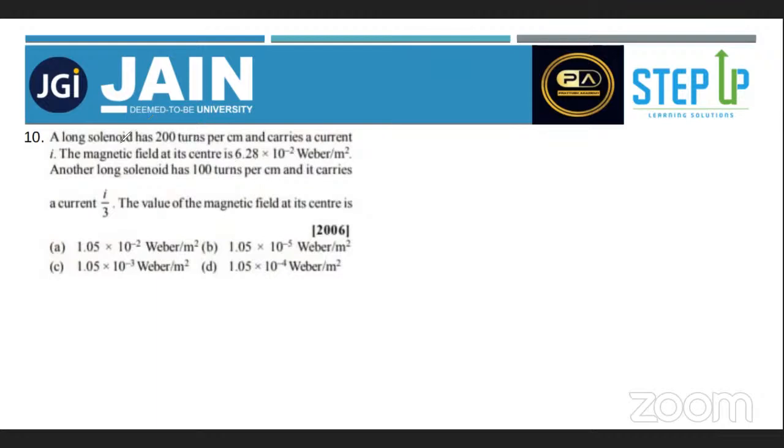Okay, we'll see the solution. If they're asking at the center, the formula is mu naught Ni. If they're asking at the end of the solenoid, we take it as mu naught Ni by 2. So if I'm writing it for the first case, say B1, so B1 will be written as mu naught N1 I1. So mu naught is mu naught, N1 is 200. It is given. Current is I.